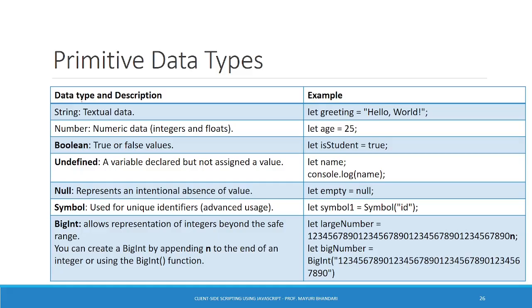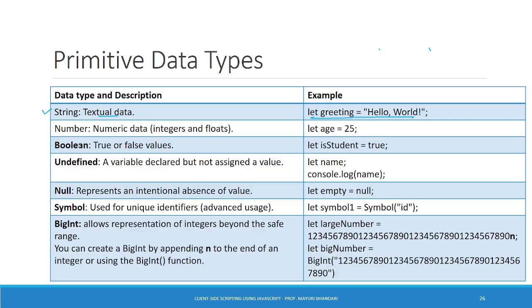So first, here is string, which is textual data. We can define string directly like this: let greeting, and in double quotes we give message. You can also use a single quote, or you can also use backtick to give the message. All will be of string data type.